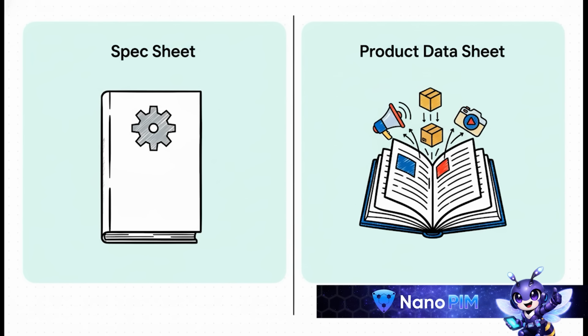So here's the breakdown. A spec sheet is just the what. It's the hard facts, the voltage, the fabric blend, the megapixel count, objective details. But a product data sheet, that's the what, the why, and the how. It takes all those specs and wraps them up with the marketing story, the shipping info, and links to all your photos and videos. The best way to think about it is this. A spec sheet is a single chapter, the product data sheet is the entire book.